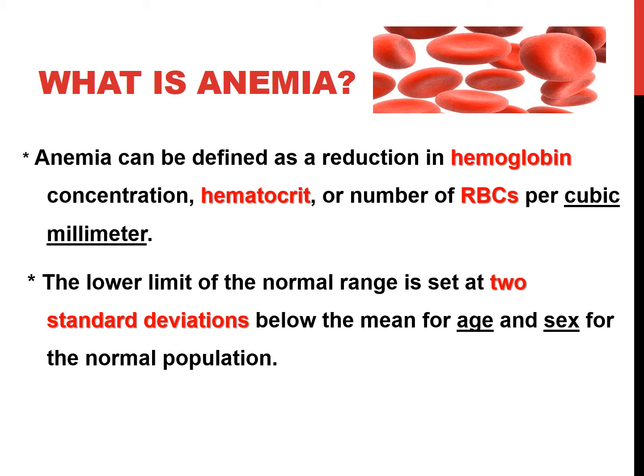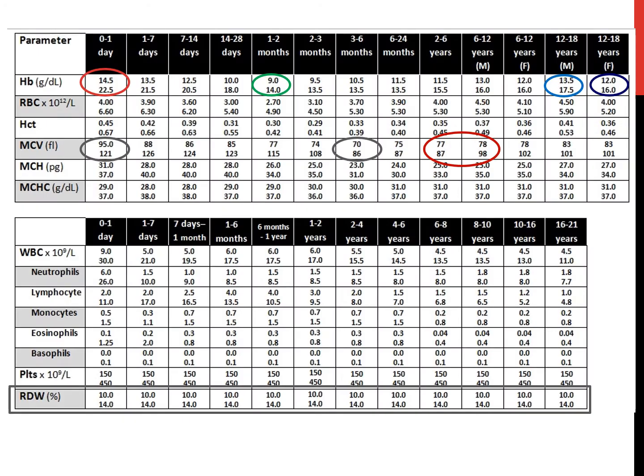That's why we can see that when the baby is born, his hemoglobin level is very high. And this is clear from this table, which shows the hemoglobin level at the first day of life: a minimum level of 14.5 gram per deciliter and a maximum limit of 22.5. And this value, the least value for normal hemoglobin, decreases gradually, we can say rapidly.